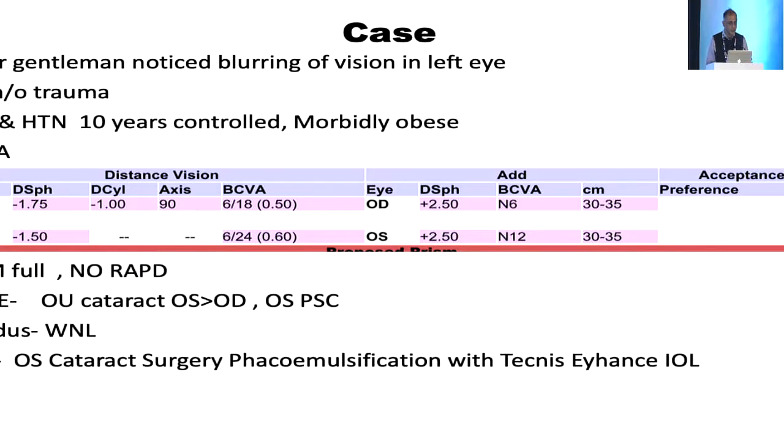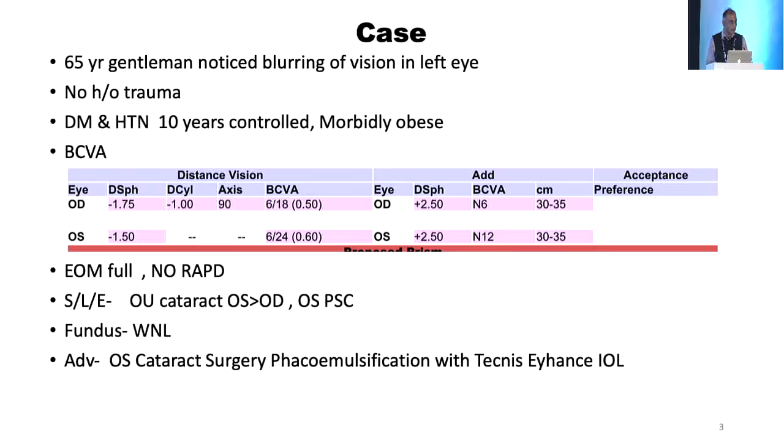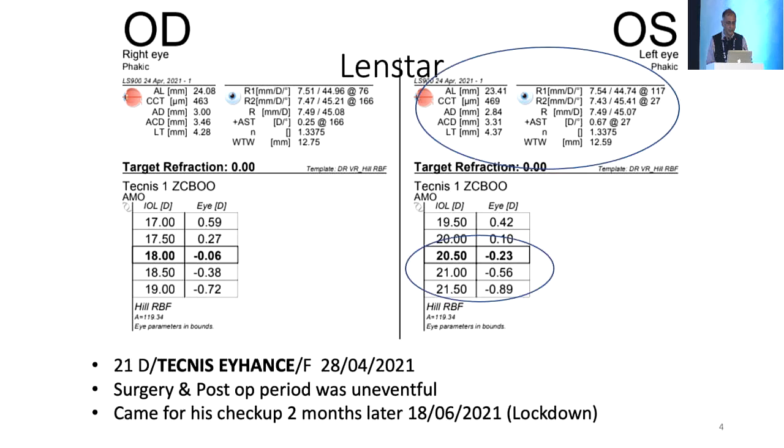We can start with this patient whom we all get in the outpatient, a 65-year-old who had a best corrected visual acuity in the, we'll talk about the left eye, of 6/24 and 12. He had a cataract in that eye and we advised him of phacoemulsification with a Eyehance lens. So based on his lens calculation, we decided to put a 21 diopter lens. His surgery and post-op period was uneventful.